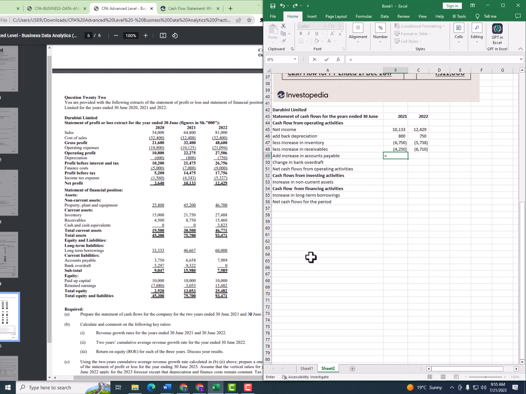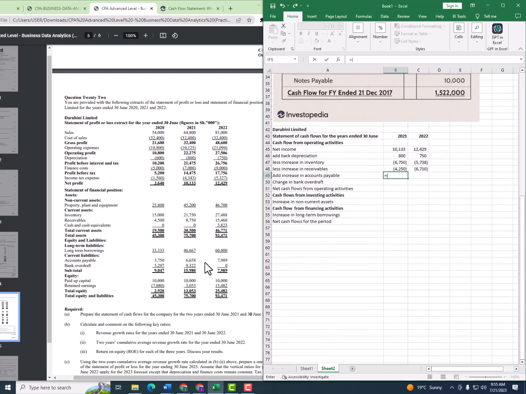So equals, open brackets, the accounts payable for 2021, which we can see here is 6658 minus for 2020, which you can see here, 3750, close brackets, hit tab. For 2022, the same, equals, open brackets, we have this figure here, 7989 minus 6658, close brackets, hit enter.